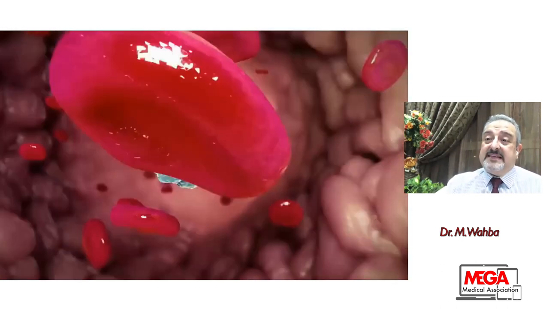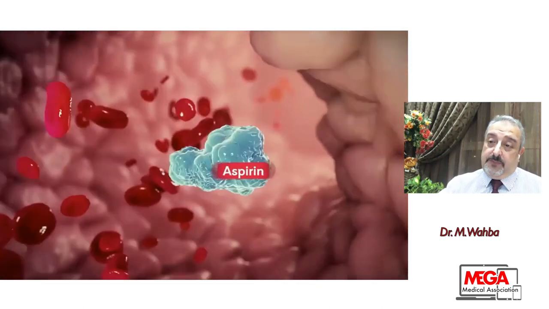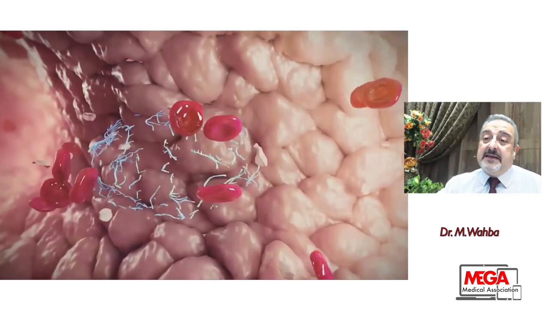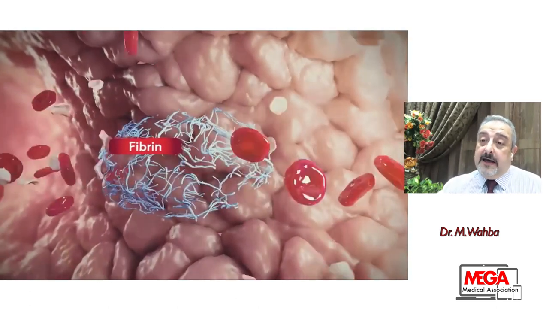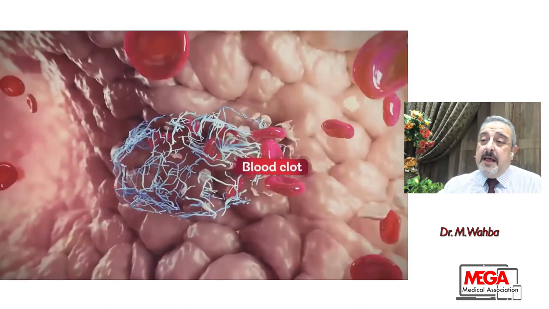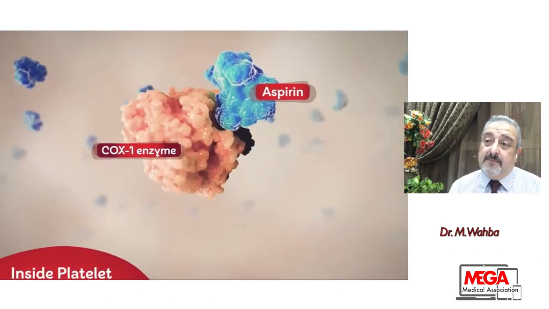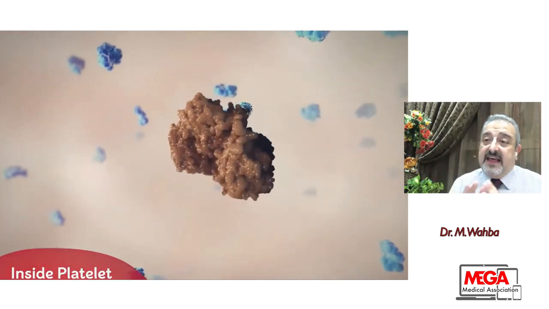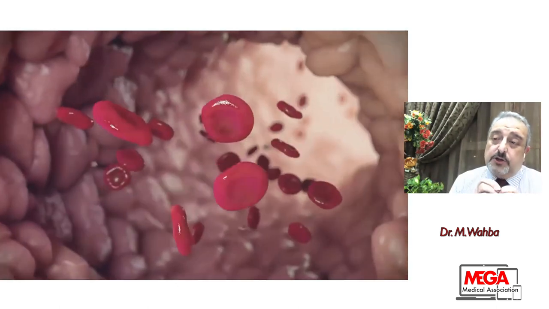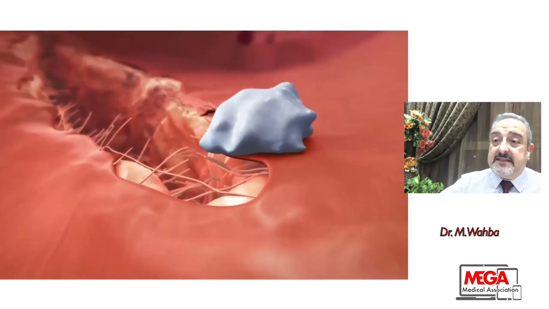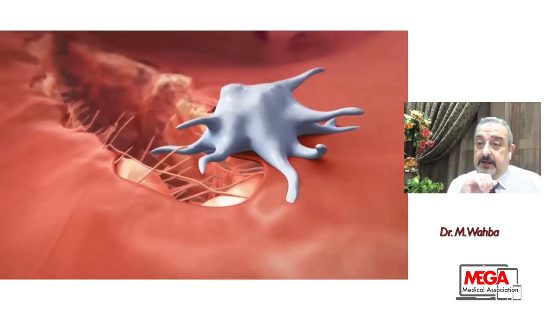Now, what does aspirin do as an antiplatelet therapy? Aspirin has the ability to go inside the platelets and prevent the COX enzyme, preventing the blood clot, preventing the combination of the COX enzyme and the activation of the glycoprotein inside the platelets to stimulate the receptors to be ready for agglutination or aggregation together. But aspirin will not be able to do so alone. That's why it needs another medicine like clopidogrel.